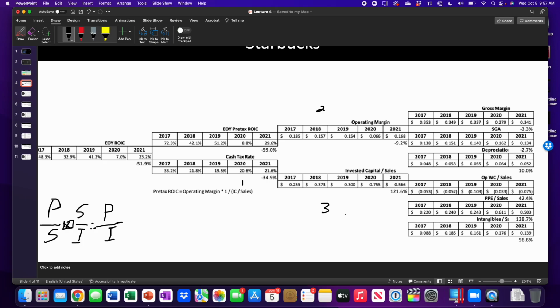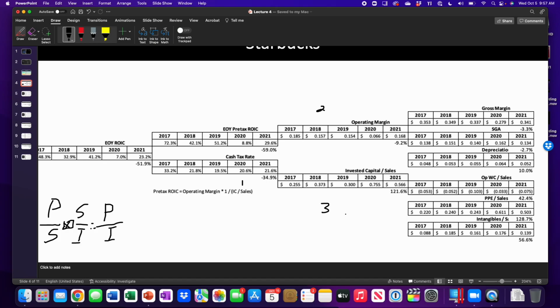Driver number 2 off the balance sheet, PP&E to sales. In 2017, they spent 22 cents per dollar, again, on their stores, primarily. In 2021, they spent 50 cents per dollar on their stores. That clearly was worse. They're spending almost 28 cents per dollar more on their stores per dollar of sales than they did in 2017. That's the real reason their productivity worsened.